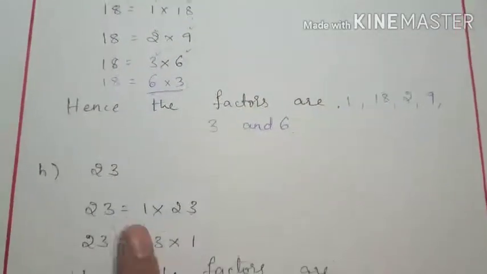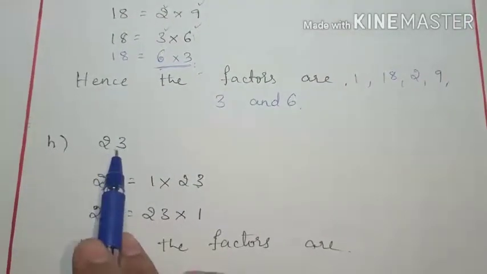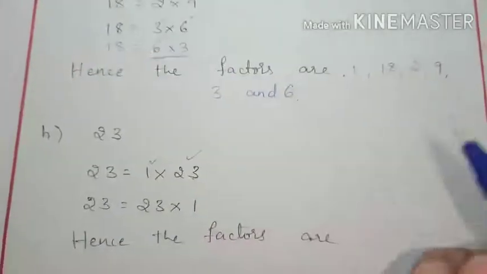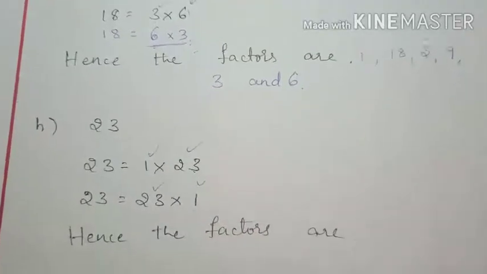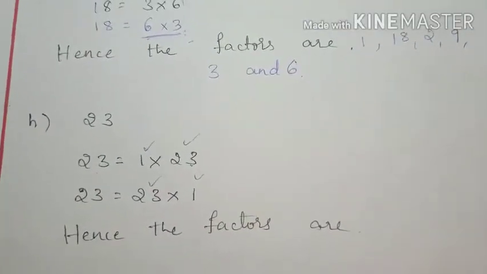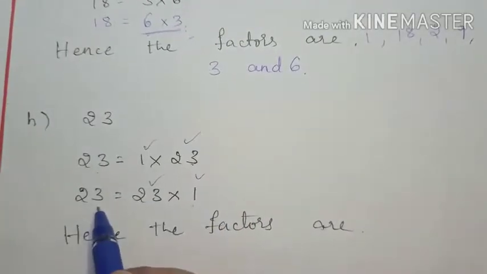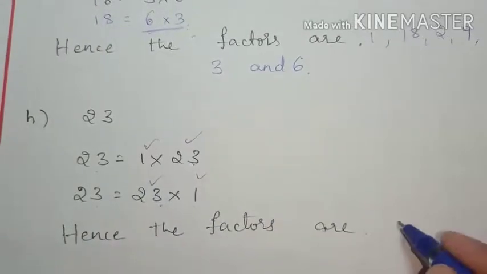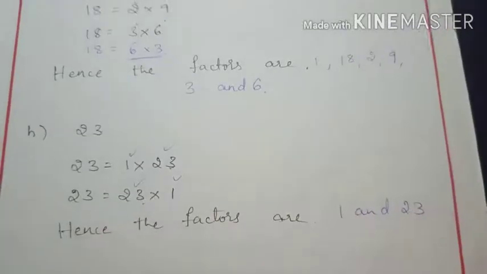And the next number is 23. So 1 into 23 is 23. In between, if you consider the 2 times table, 3 times, 4 times, 5 and 6 times tables, nowhere does the product come as 23. Hence 23 ones are 23. Hence the factors are 1 and 23 itself. Okay, 1 and 23.